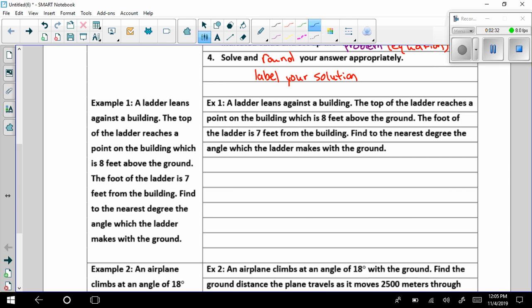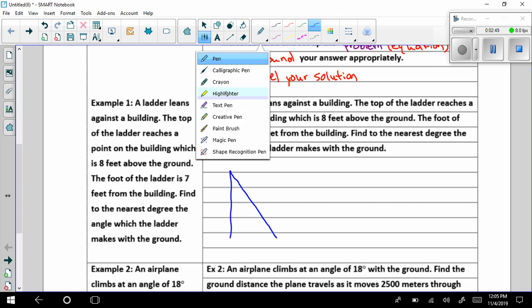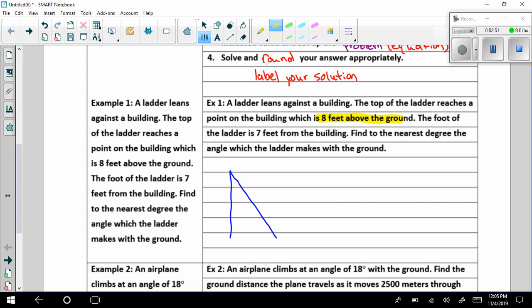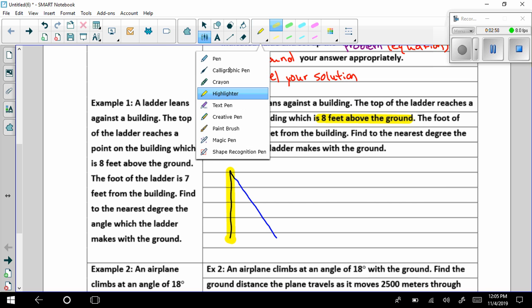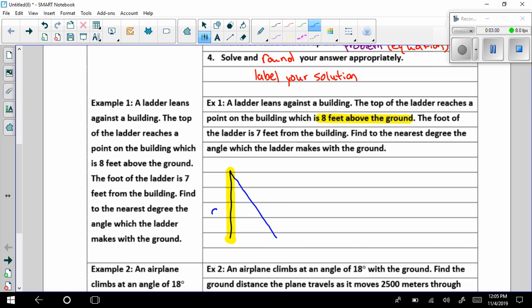So we have a ladder leans against a building. So here's the building, here's the ladder. The top of the ladder reaches a point on the building which is 8 feet above the ground. So I label as I go here, but I notice that it's 8 feet above the ground. So if this is the ground, then from here to here is 8 feet.